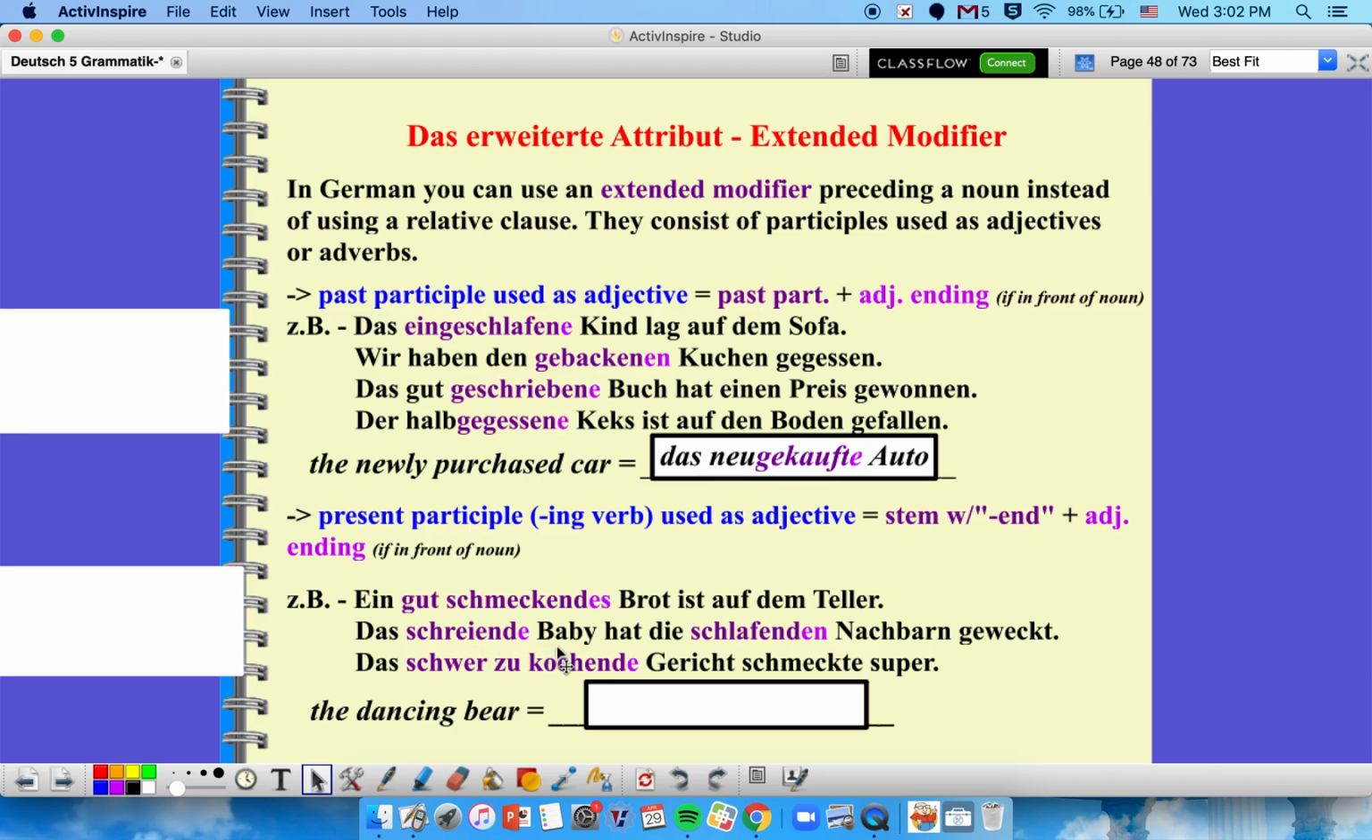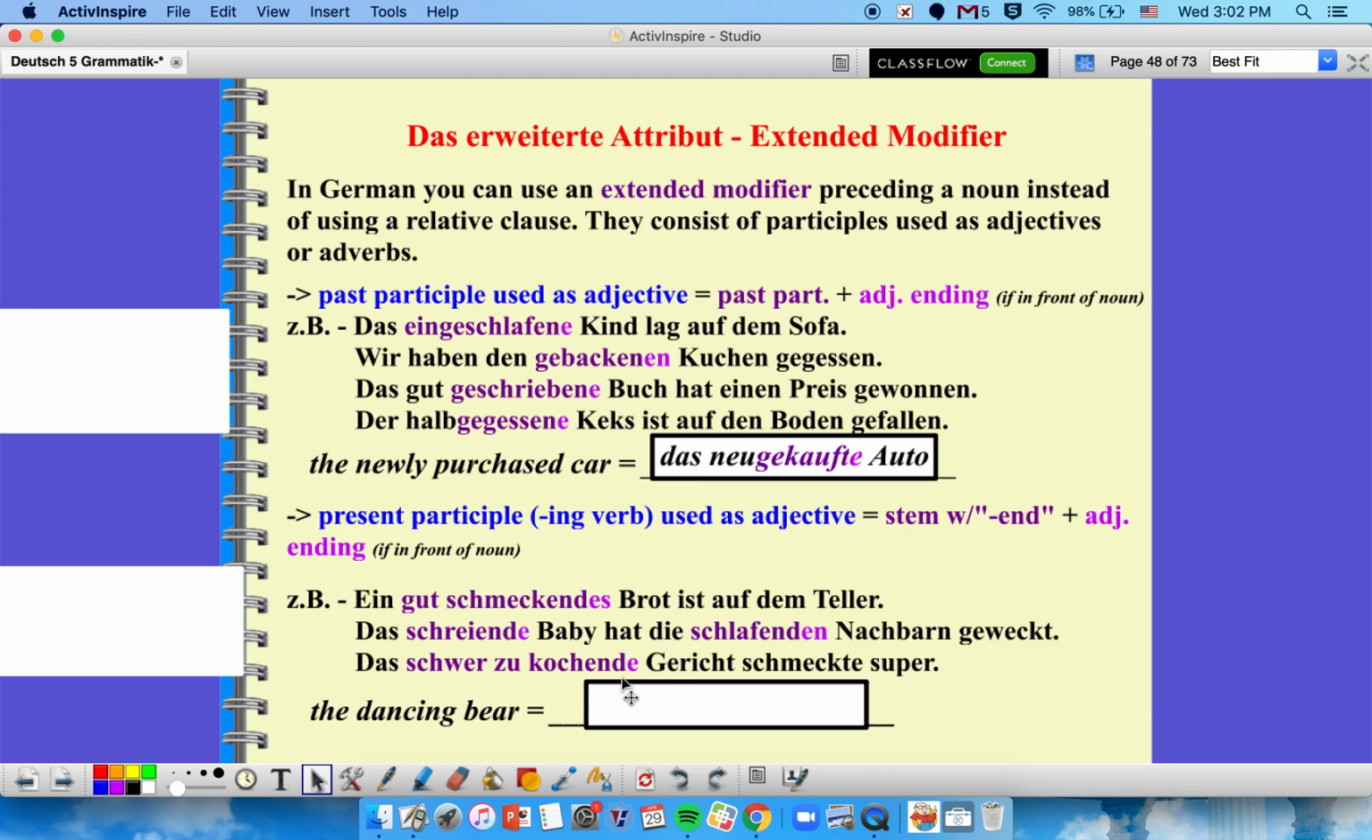Das schreiende Baby hat die schlafenden Nachbarn geweckt. This is the screaming baby or the crying baby woke the neighbors or the sleeping neighbors. So the screaming baby here, schreiend is screaming. Since das is original and shows gender, we just add an e to our adjective. And then die schlafenden Nachbarn. Die Nachbarn is the neighbors. Since this is die for plural, it's actually considered to be changed. So we have an en.